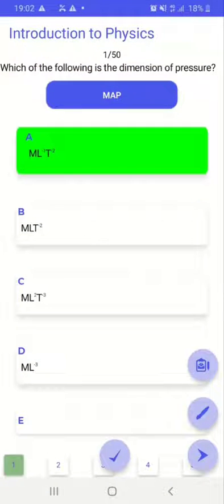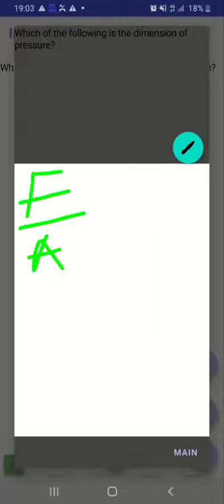You might want to attempt some questions in this regard. For example, which of the following is the dimension of pressure? For us to exemplify this, we might want to look at pressure. That is, pressure is what? Force per unit area. Force, which is what?